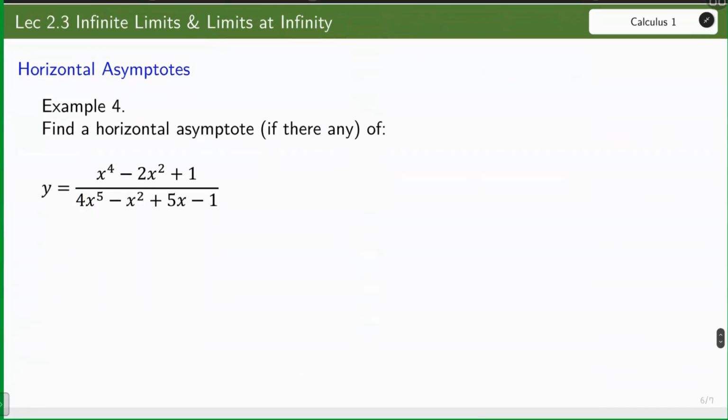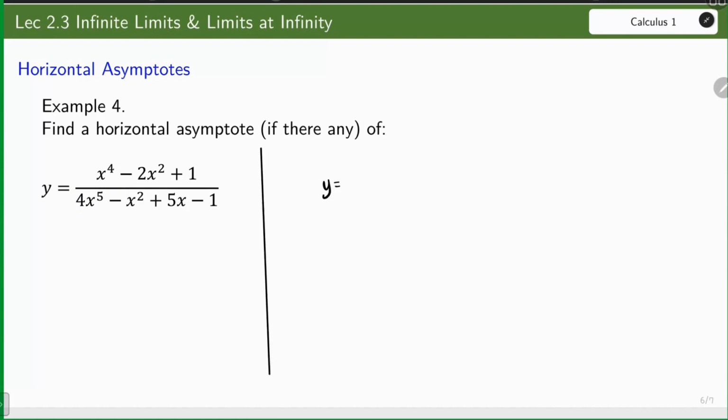Example 4, find a horizontal asymptote, if there are any, of y equal to x raised to 4 minus 2x squared plus 1 all over 4x raised to 5 minus x squared plus 5x minus 1. This is the highest powered variable in the numerator and denominator, x raised to 4 and x raised to 5. This one is not improper, but a proper fraction. So meaning to say there will be a horizontal asymptote. So let us get the equation of the horizontal asymptote.